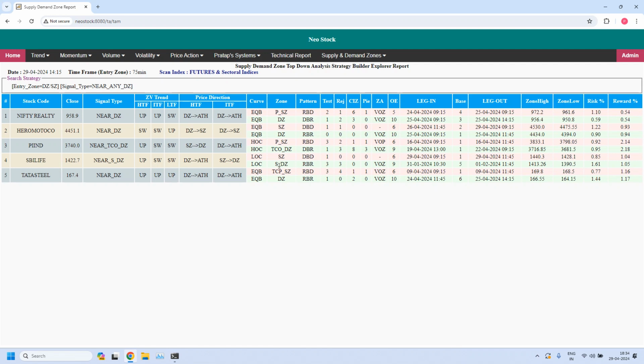We have SBI Life. This is a high liquidity 75 minutes demand zone, already tested 3 times. So you need to look for a fresh fine-tuned 5-minute zone. So you have only one high liquidity 75 minutes demand zone from this list.